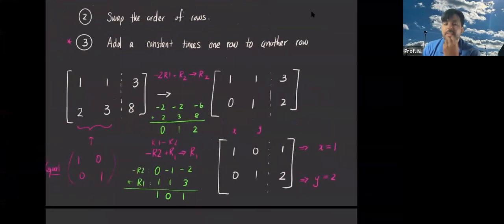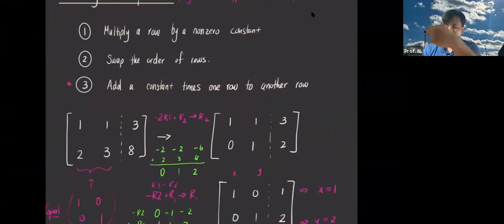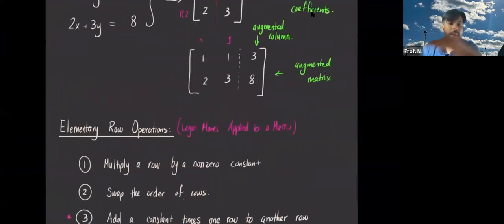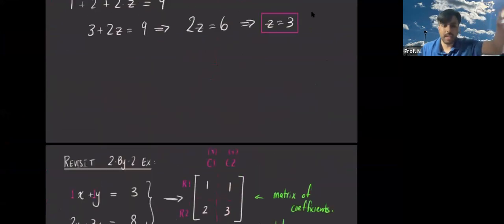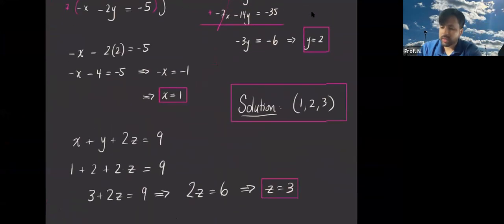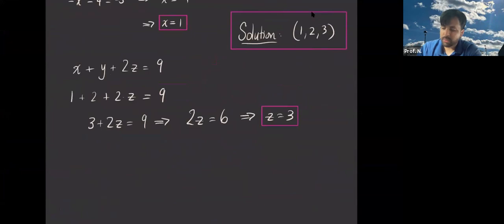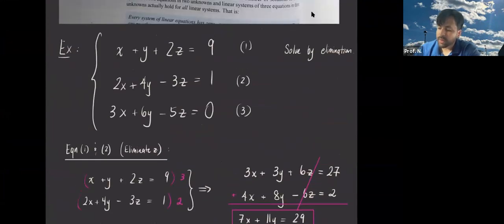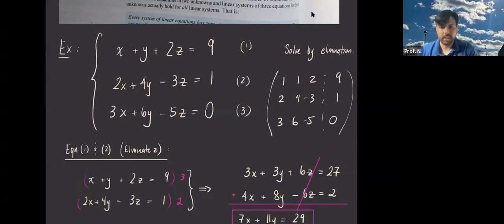And then eventually, this application, we apply it to what I wanted to do but didn't have time: the 3x3 case. It's the same game. So let me just do that real quick. I'm not going to do the whole thing. I just want you to see what the matrix will look like. It will look like 1, 1, 2, 9, 2, 4, -3, 1, and then 3, 6, -5, 0. That's going to be my augmented matrix.